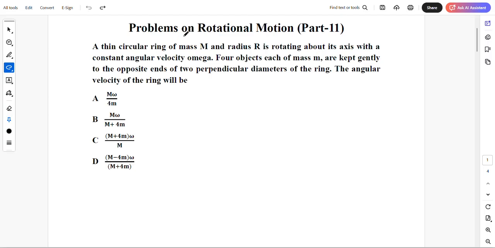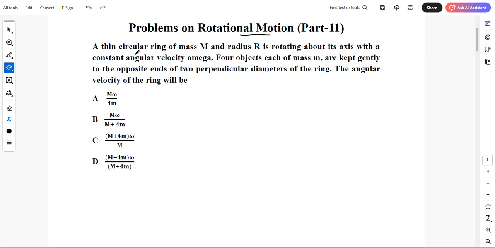Today we will be seeing some important problems on the chapter rotational motion. This is part 11 of the video. Kindly visit the previous videos also so that you can understand the problems on rotational motion. Today we will be doing some important problems based on the law of conservation of angular momentum.